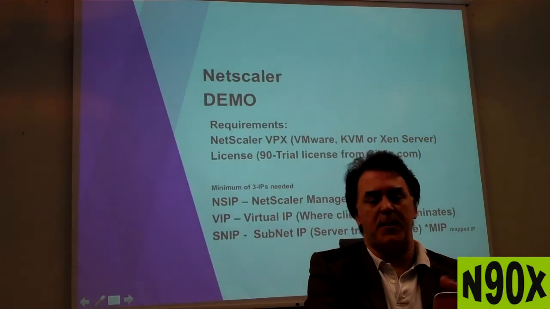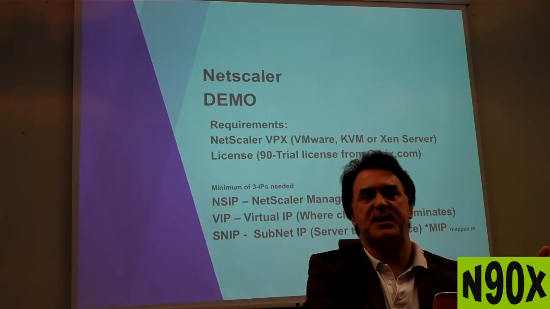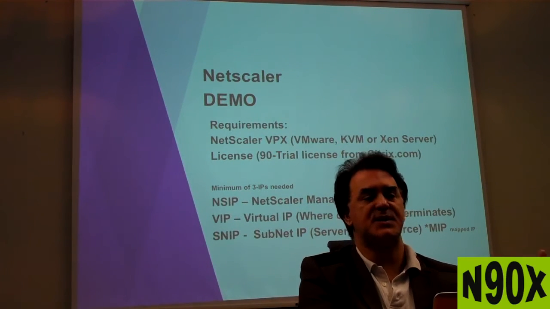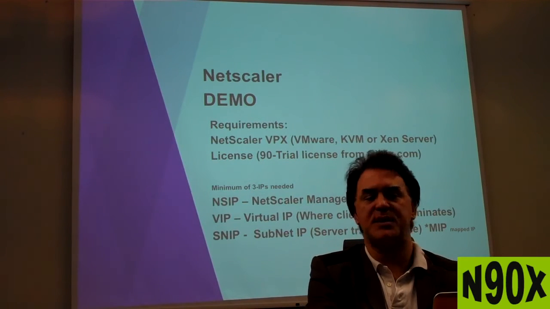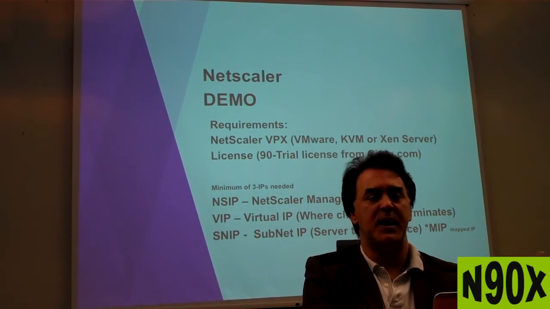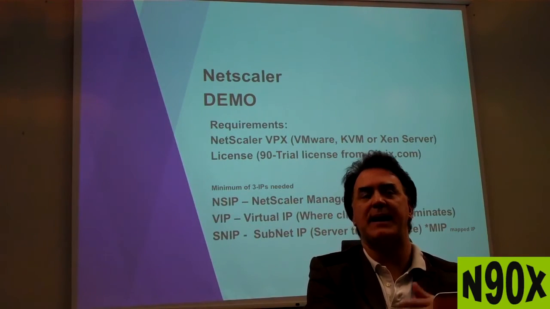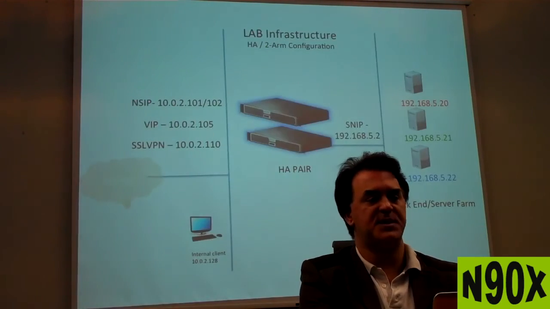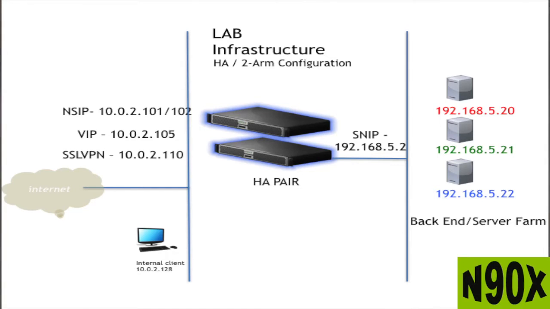I don't even know if I want to mention the subnet IP. There's a particular type of subnet IP known as a mapped IP or a MIP. Citrix in 11.0 of the firmware seems to have dropped that terminology. Basically, a MIP is just a backend IP that's on the same subnet as the NSIP. So it's just basically a type of subnet IP.